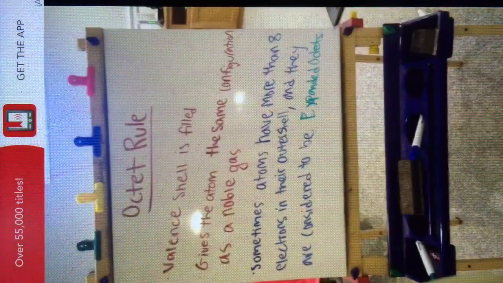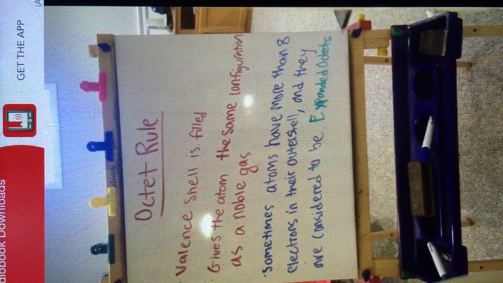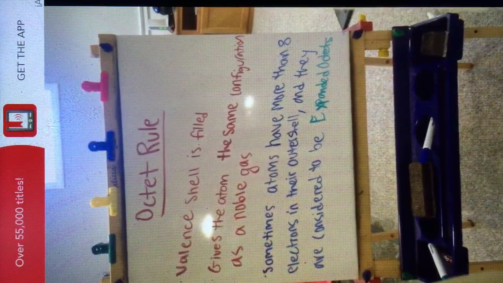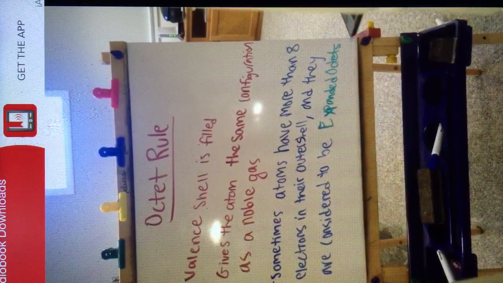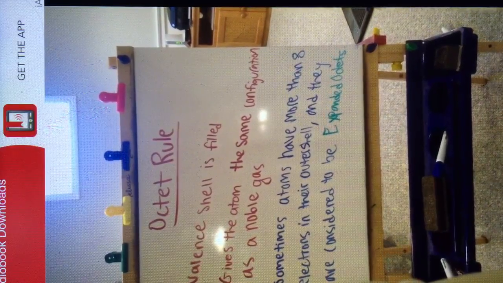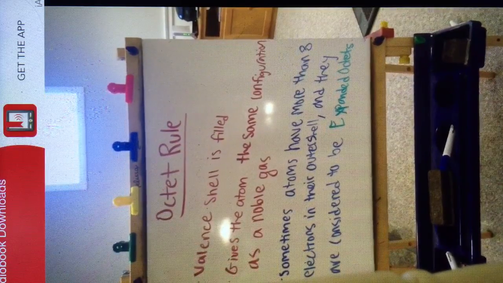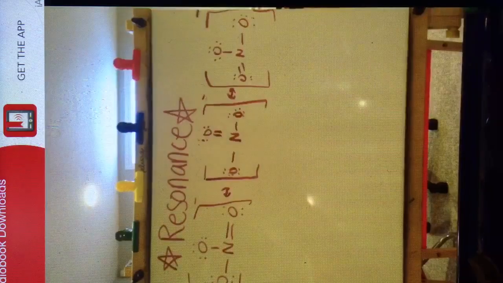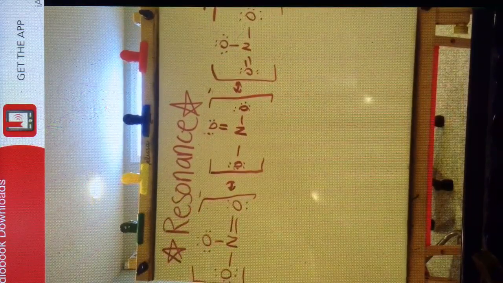The octet rule states that the valence shell of an atom is completely filled, and it gives the atom the same electron configuration as a noble gas. In some cases, atoms will have more than 8 electrons in their shell, and they are considered to be expanded octets. We also need to take resonance into consideration when drawing the nitrate ion.